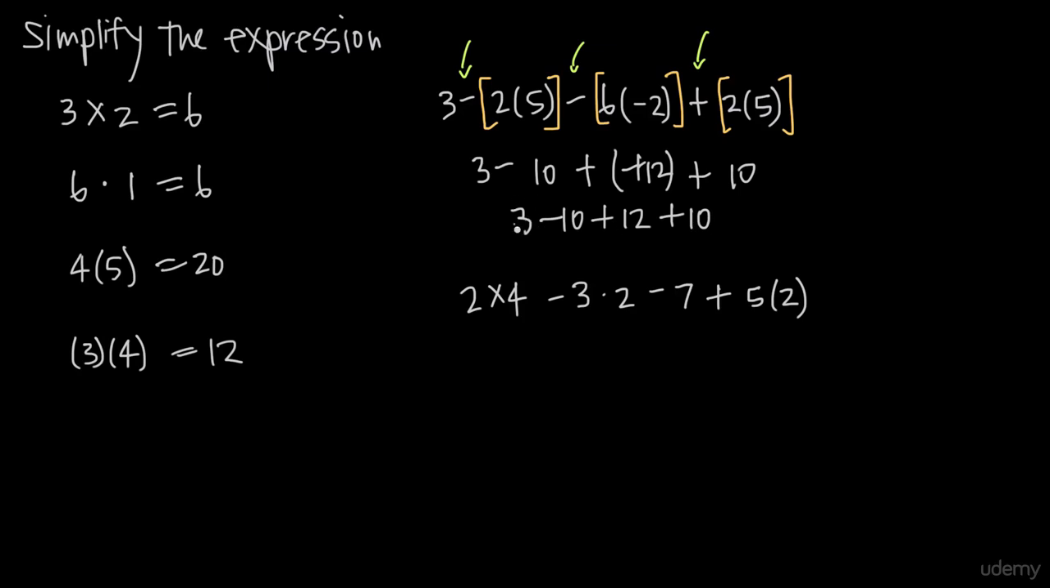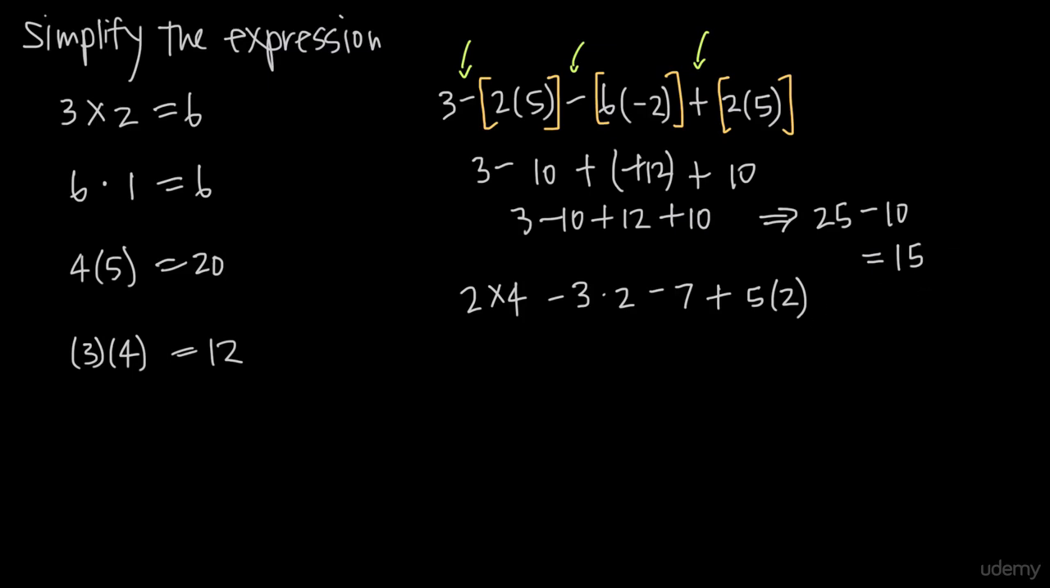So here we have a positive 3 plus a positive 12 is 15, plus a positive 10 is 25, so this is going to become 25. And then our single negative number is this negative 10, so we have minus 10, and that's going to be equal to, of course, just positive 15.